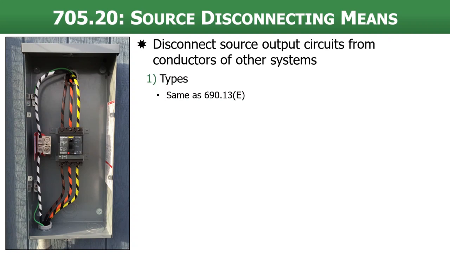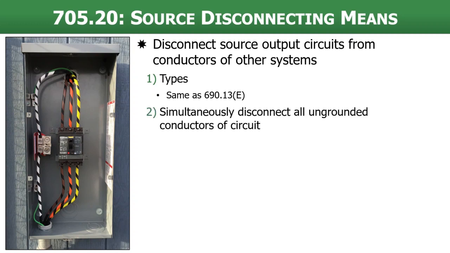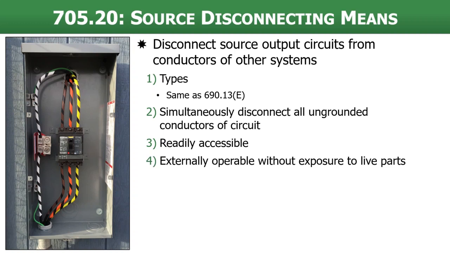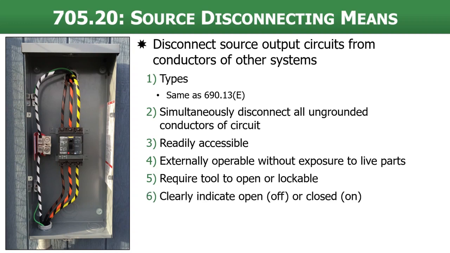The types of disconnecting means we're allowed are the same as 690.13(E), which we just talked about in the last slide. Simultaneously disconnects all ungrounded conductors in the circuit. We discussed that. Pretty straightforward, readily accessible. Obviously, we need to be able to get to it. Externally operable without exposure to live parts. So you can't have to disassemble the box in order to get to the disconnect. That's kind of common sense. Requires a tool to open or it is lockable. Clearly indicates on or off and has sufficient ratings for the circuit. I mean, really, you should never be installing something that doesn't have sufficient ratings for the circuit.